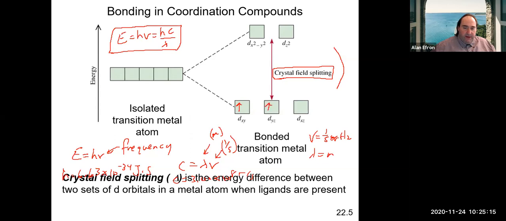It will come this way and go, nah, this is too big in terms of energy. I don't really feel like going that high. I'm just going to start filling this way first. And then if I need to, I'll come up this way. And this is going to result in some different arrangements of our electrons in these compounds.